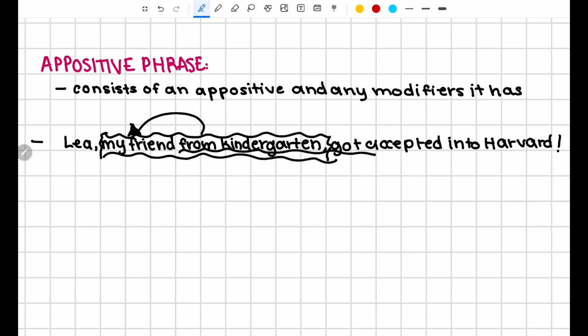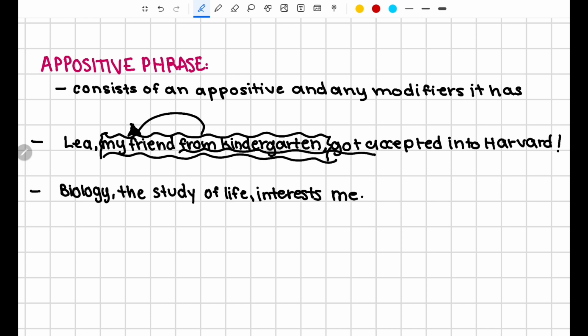Let's do another practice problem. In the sentence below, "Biology, the study of life, interests me." First, identify the appositive and the word that it's modifying, or the word that it's describing, I should say, and then identify the entire appositive phrase, including any modifiers.